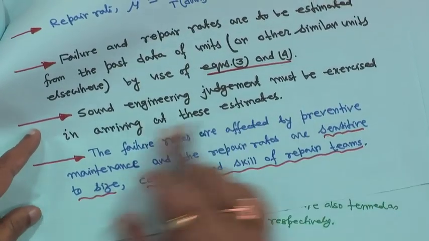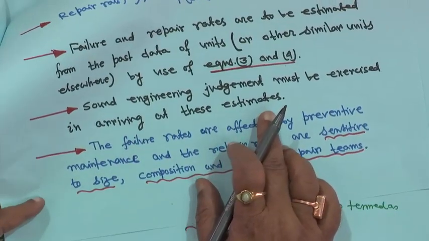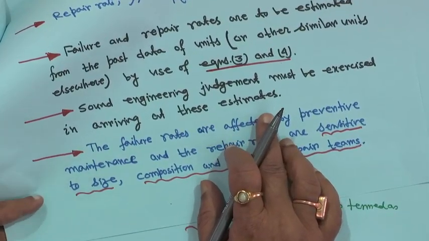It is for all the power companies, they have a huge database for all types of faults, and immediately they go to that quick solution. This is because nowadays computers are available everywhere. So we have all these facilities nowadays. So sound engineering judgment must be exercised in arriving at these estimates. Of course, you have to see the data carefully.